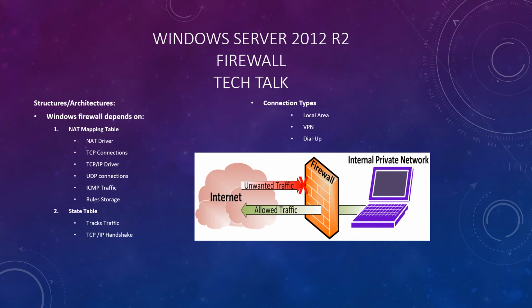The second table is the state table. This tracks all traffic and activity on one network connection, logging what interactions take place between one another. This is also where what I'm sure everybody is familiar with, the TCP/IP handshake, takes place. This is where the information in regards to that handshake, when it comes to the SYN-ACK transfers, is held. It holds this information there and keeps track of it.